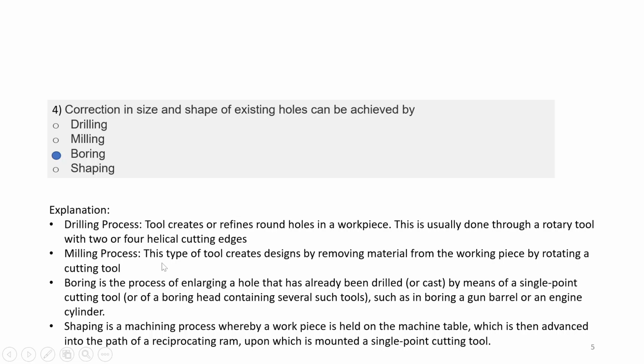Milling is a process that creates designs by removing material from the workpiece by rotating a cutting tool. Boring is a process of enlarging a hole that has already been drilled or cast by means of a single point cutting tool. Shaping is a machining process whereby a workpiece is held on the machine table, which is then advanced into the path of a reciprocating ram, upon which is mounted a single point cutting tool.